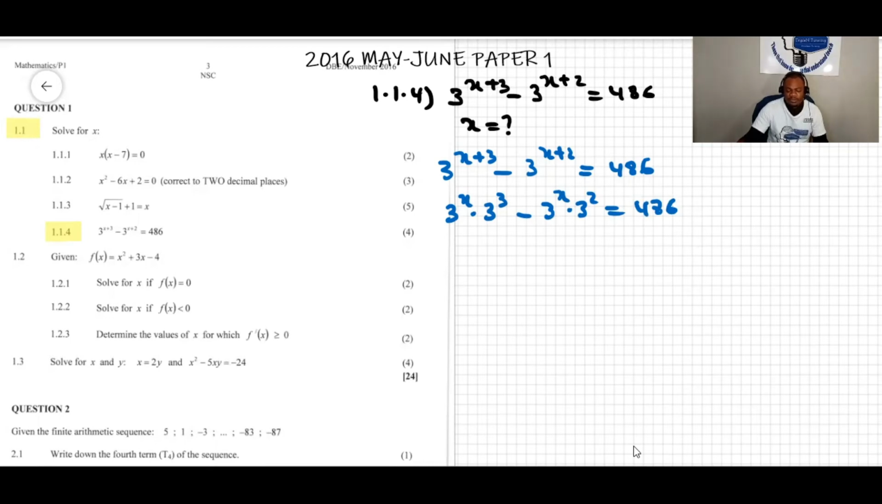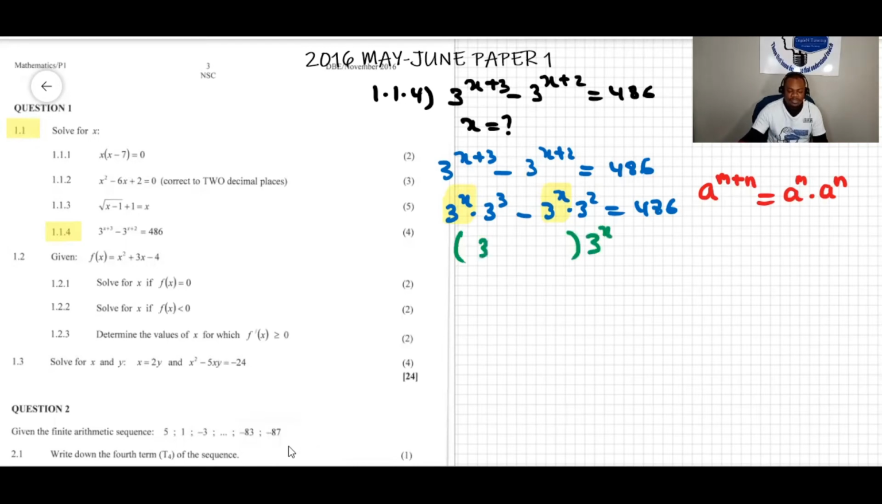Okay, now, why am I doing that? Because we do know this property that a to the power of m plus n is equivalent to a to the power of m times a to the power of n. So when we have a base like this with an addition or subtraction in the exponent, we can break them down. By doing so, we notice we have 3 to the power of x as the common factor. It's common between these two terms, so we can take 3 to the power of x as a common factor.